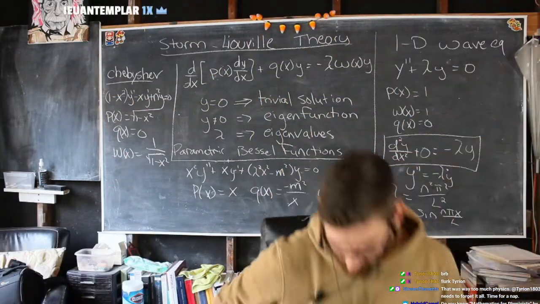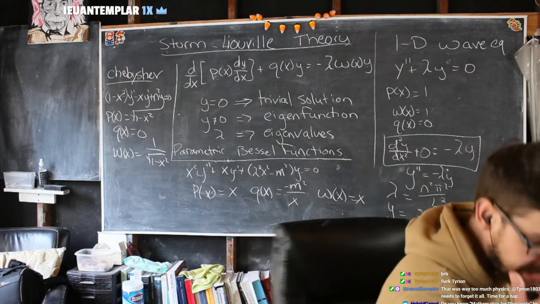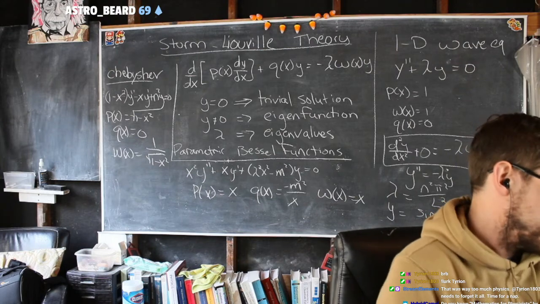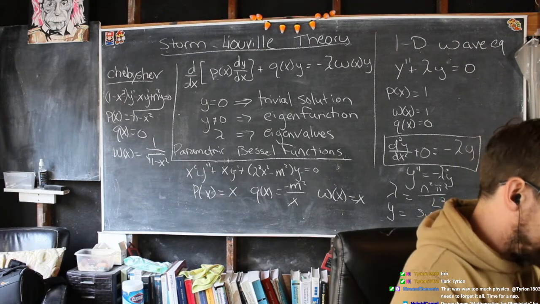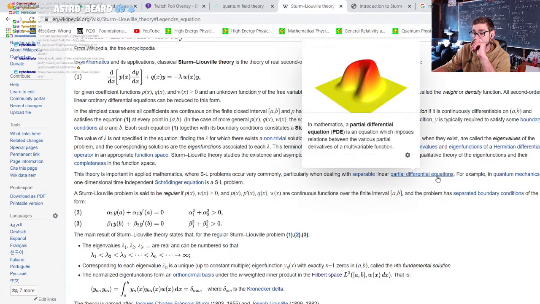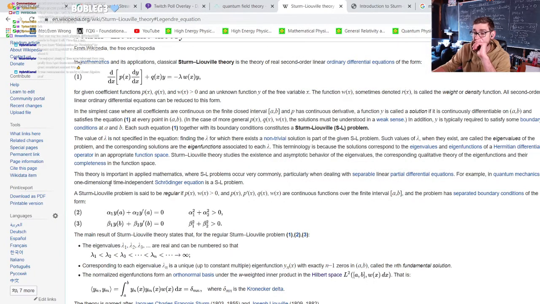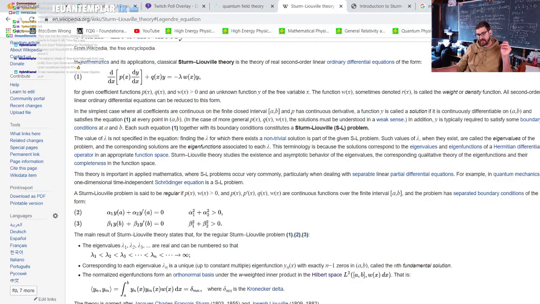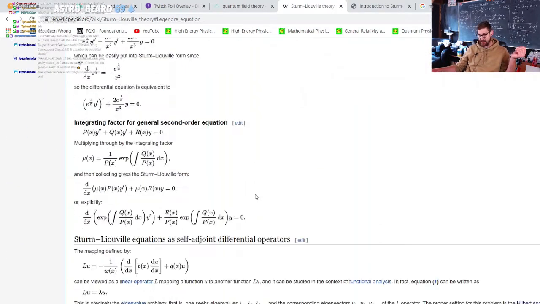And let's go look at the Wikipedia page to see if we can learn anything more about the nice subtleties that Sturm-Liouville is telling us. This is important in applied mathematics, where Sturm-Liouville problems occur very commonly, particularly when dealing with separable linear partial differential equations. For example, in quantum mechanics, the one-dimensional time-independent Schrodinger equation is a Sturm-Liouville problem. So these are an entire class of problems, each with their own solutions, and these solutions show up constantly in physics.